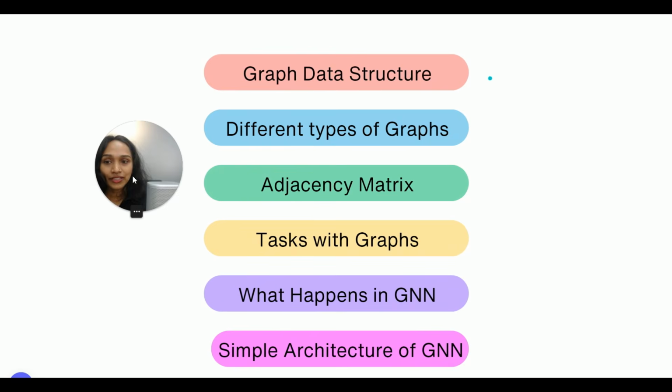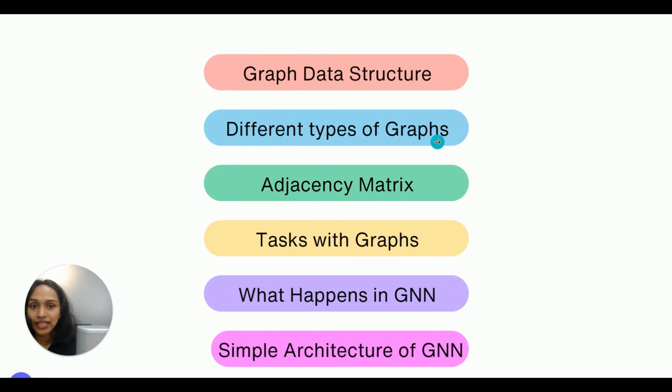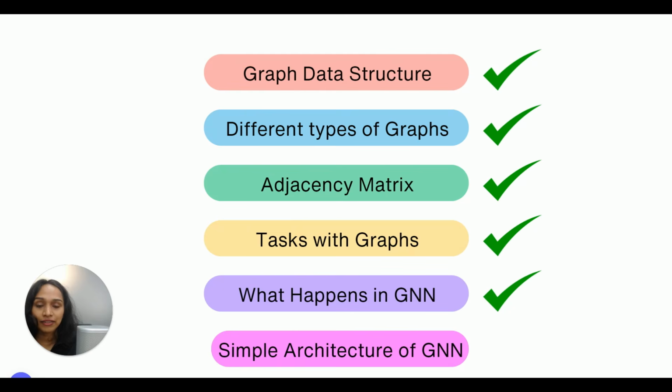So from this video we learned what a graph data structure is, different types of graphs, directed, undirected, weighted, non-weighted, how to calculate the adjacency matrix, different tasks with graphs like the node level task, edge level task, and graph level task, what happens in a graph neural network, the message passing, node initiation, node updation, message aggregation, etc. And we also saw a simple architecture of a graph neural network.